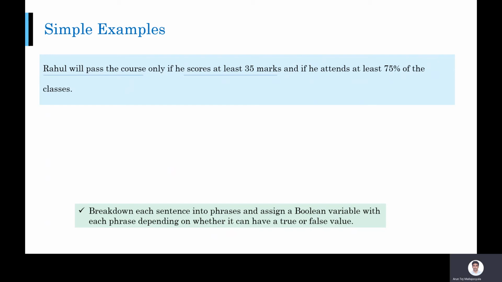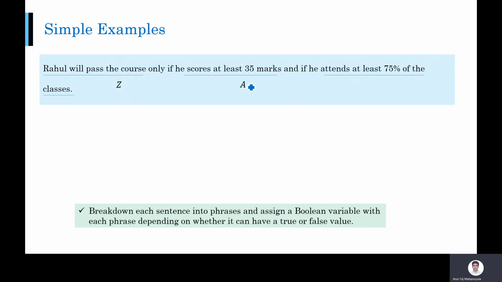If he scores 35 marks, that is another phrase. If he attends at least 75% of the classes, that is another phrase. So I've broken it into three phrases, and I'm going to assign a variable each. Z is my final outcome. This is the variable that I'm using for the first phrase. Rahul is going to pass the course when Z is equal to 1. He will fail the course if Z is equal to 0.